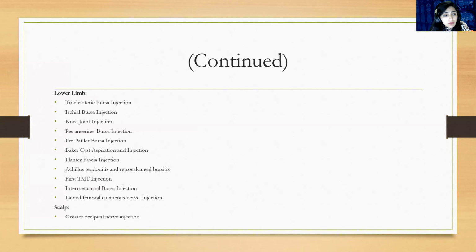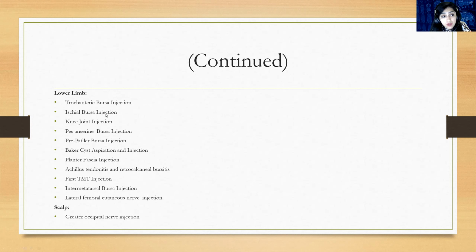Moving on to the lower limb injections, which the first injection we do around the lower limb. So lower limb, I will start from the hip joint. So trochanteric bursa injection. Trochanteric bursa is the bursa which is present on the greater trochanter of femur, just under the insertion of gluteus medius and gluteus minimus tendon.